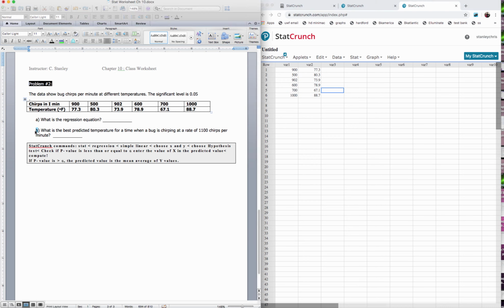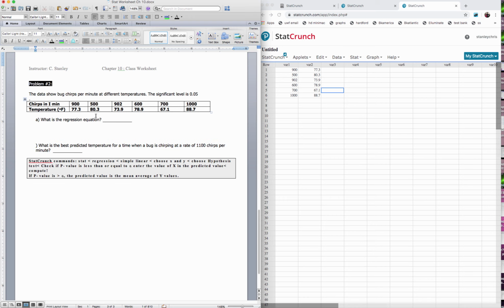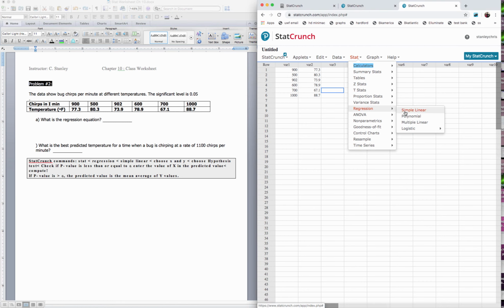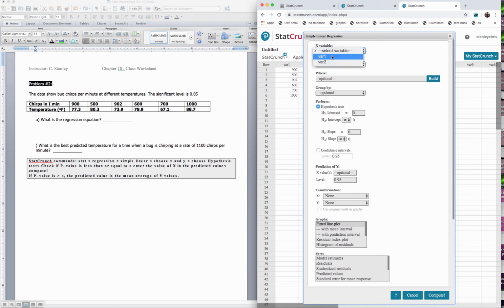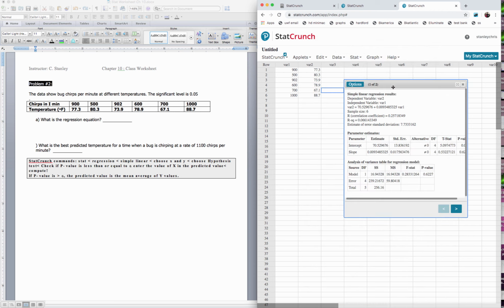So we basically have two objectives here, and one of them is to find the least square regression line equation, and the second one is to go ahead and predict the temperature when a bug chirping rate is 1100 per minute. Okay, so let's go ahead and go through the steps here. I go Stat, Regression, Simple Linear, variable 1. Now you could name these just temperature and then chirps in 1 minute. I'll do it the other way here.